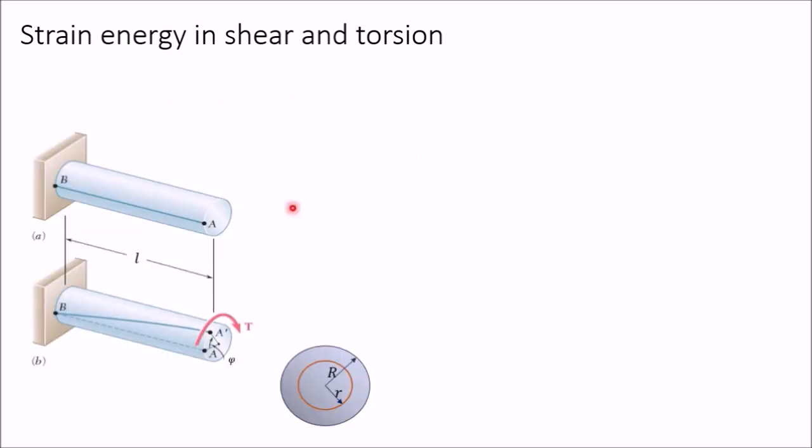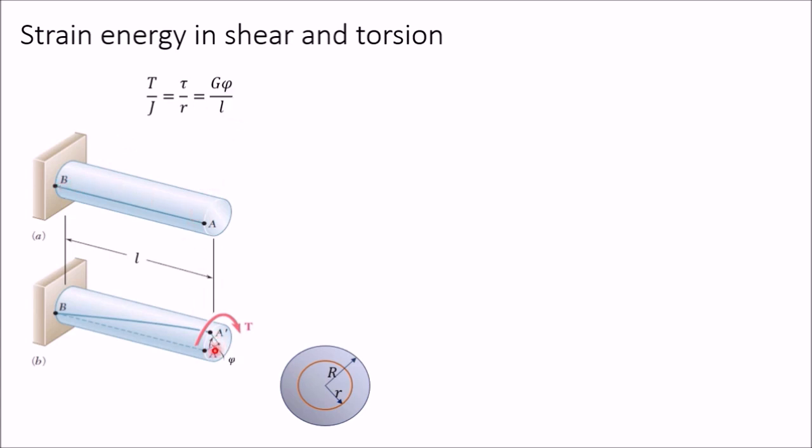In case of torsion, we have the torsion formula. T by J is equal to tau by r is equal to G phi by L, where T is the torque applied, J is the polar moment of inertia of this cross-sectional area. So here it is a circular area. So it is the moment of inertia of this circular area with respect to an axis which is perpendicular to this surface. Tau is the shear stress at radius r. If you take any radius r, at this layer the value of shear stress is tau. G is the modulus of rigidity of this material.